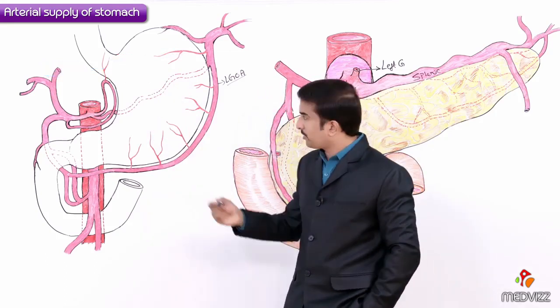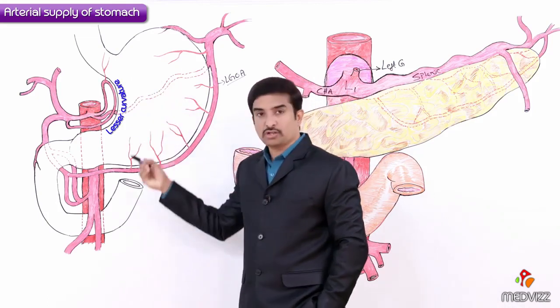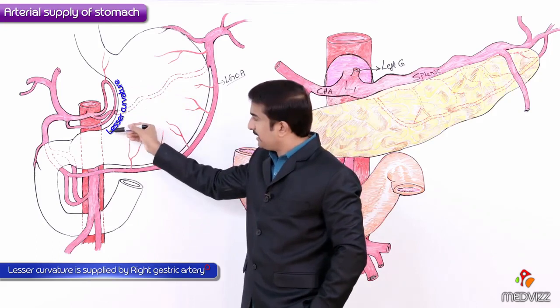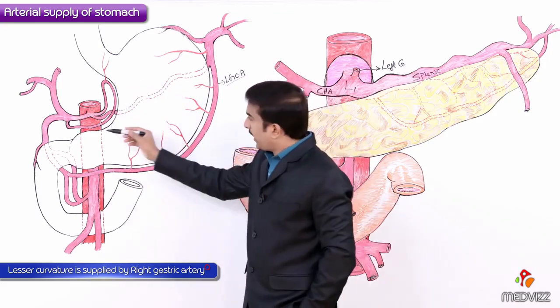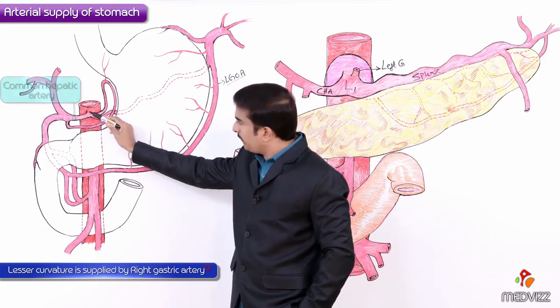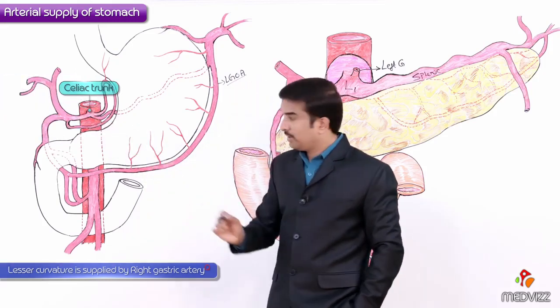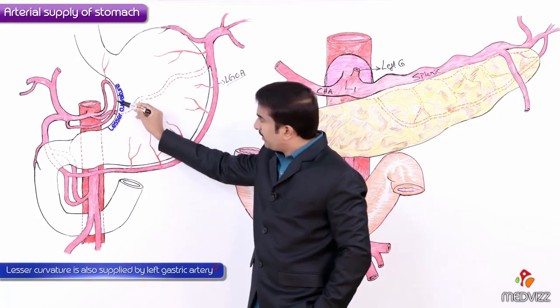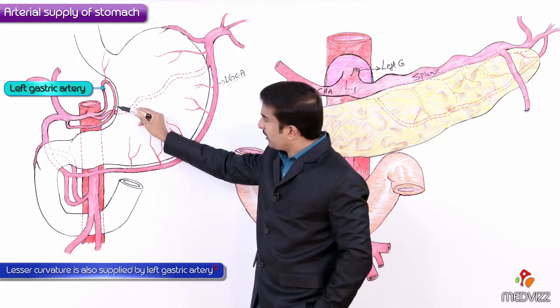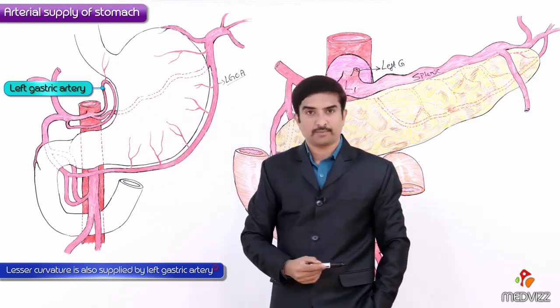First, let me talk about the arterial supply of the lesser curvature of the stomach. The lesser curvature of the stomach is supplied by the right gastric artery, which is a branch of the common hepatic artery, which is a branch of the celiac trunk. And also it is supplied by the left gastric artery. As you can see, this is the left gastric artery, which is the direct branch of the celiac trunk.